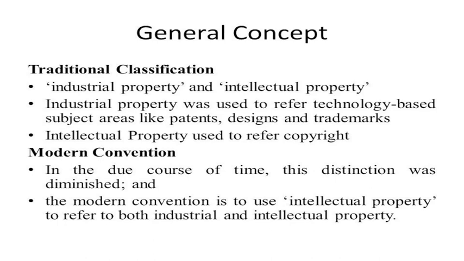of copyright. So this was the reason for this classification, but after the WIPO Convention 1967, all these activities were enlisted to be covered under intellectual property rather than industrial property. So the modern convention is, in due course of time, this distinction was diminished, and the modern convention is to use intellectual property to refer to both industrial and intellectual properties.